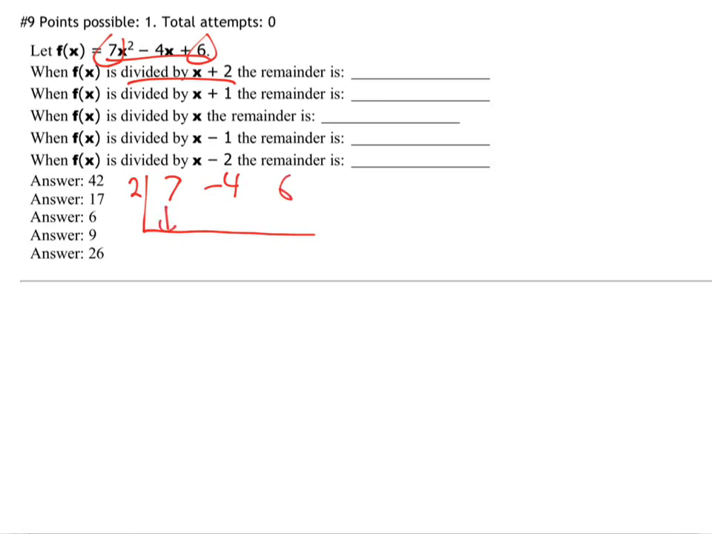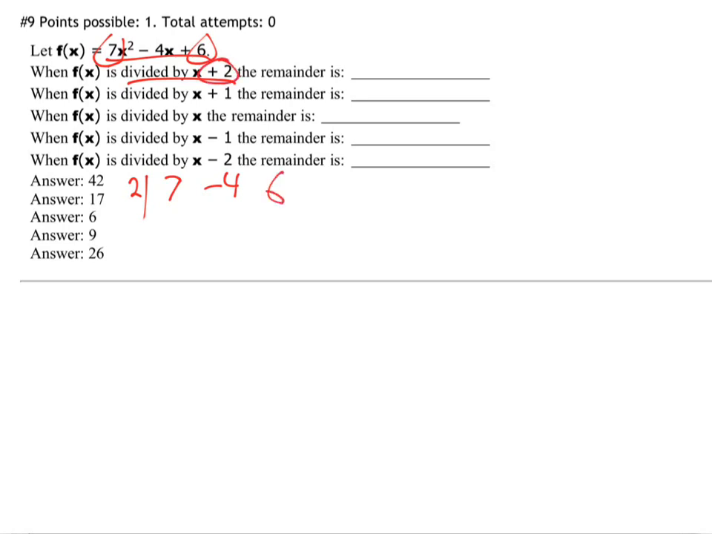What are we going to get? Bring down the 7. 2 times 7 is 14. 14 minus 4 is 10. And 2 times 10 is 20. 26 is, oh, I messed this up. Why is it the wrong answer? What did I do? Do you see what I did there? I messed this up. I wasn't careful enough. I'm going too quick. What was my mistake?